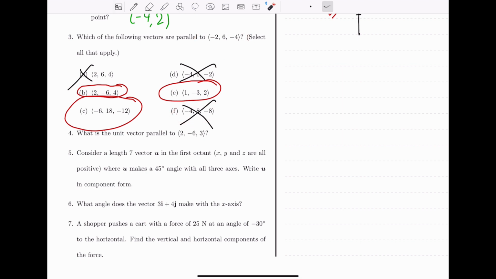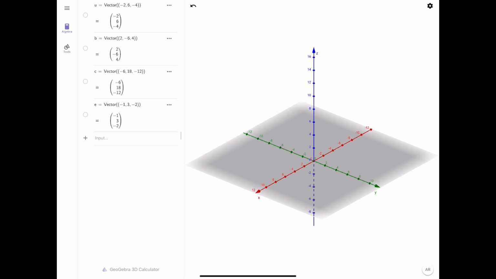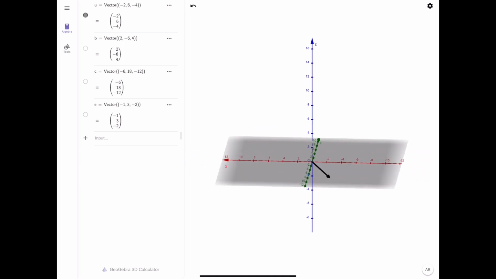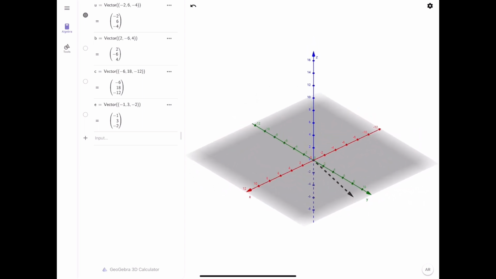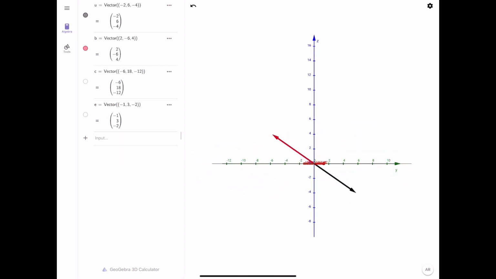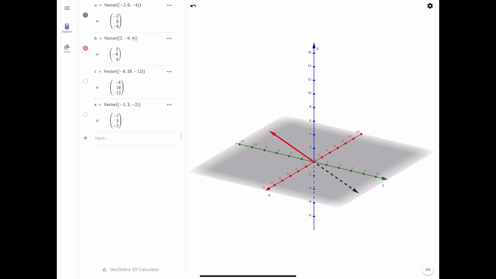Let's use GeoGebra to visualize these parallel vectors. Our original vector is negative 2, 6, negative 4. There it is. It's dashed because it's below the xy plane. So there's the original vector. And we found that the vector 2, negative 6, positive 4 is just the negative, so it's the same exact length, but in the completely opposite direction. There it is. Those vectors are parallel. The second one just goes in the completely opposite direction.